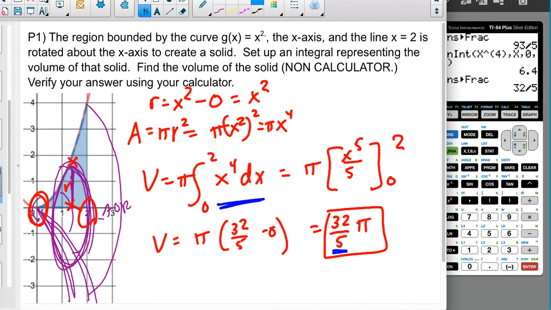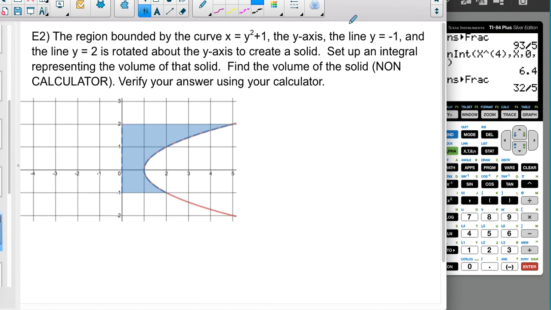So I think now we're entering the uglier ones that we're going to use a calculator for in all likelihood. Okay, so the region bounded by the curve x equals y squared plus 1, the y-axis, and the lines y is -1 to 2, is rotated about the y-axis. So now this time we're rotating this way, right? And again, I'm terrible at drawing this. Oh, that's really bad. Hold on. I can do better.